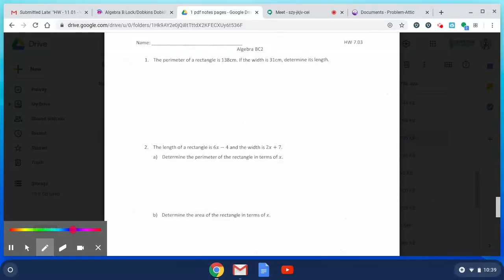We're going to start with our perimeter of a rectangle formula. So perimeter equals 2L plus 2W.